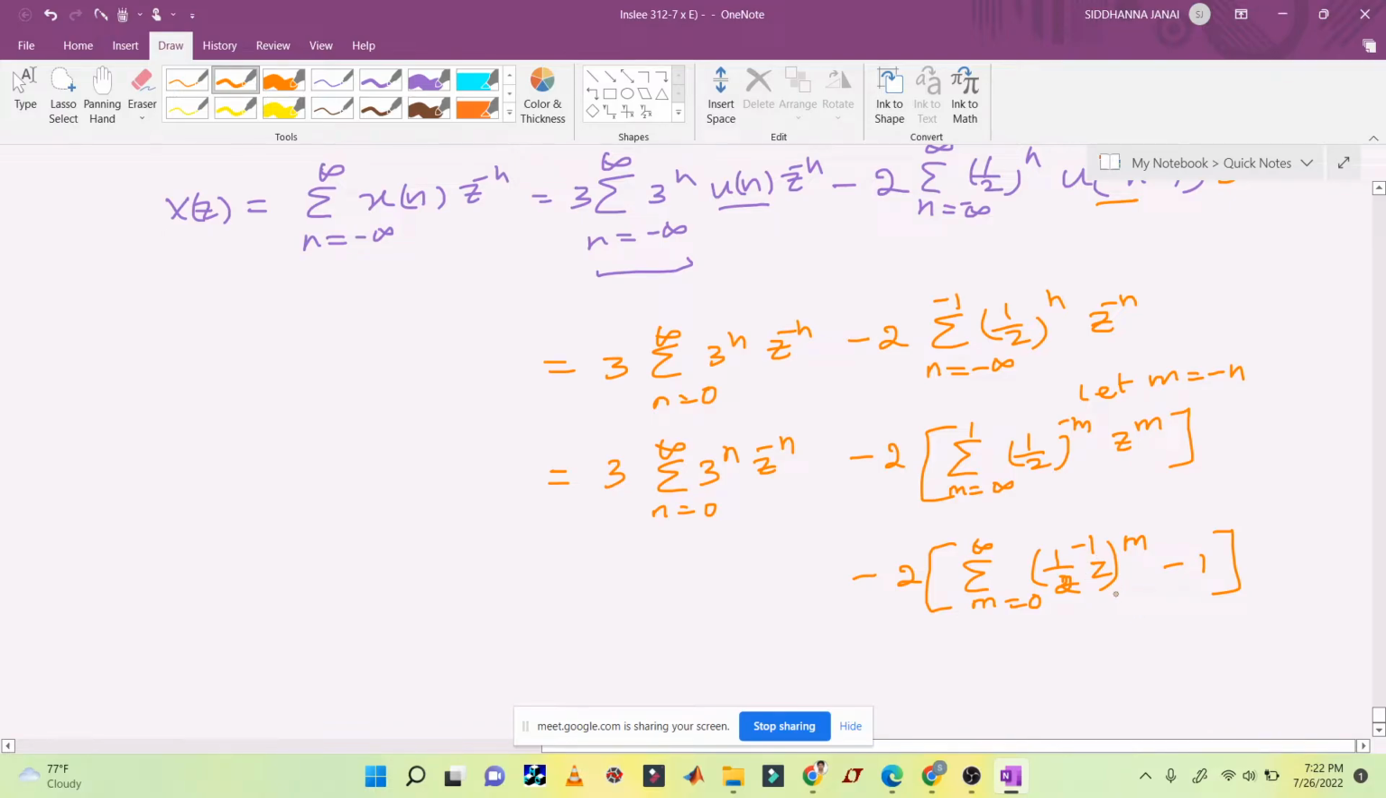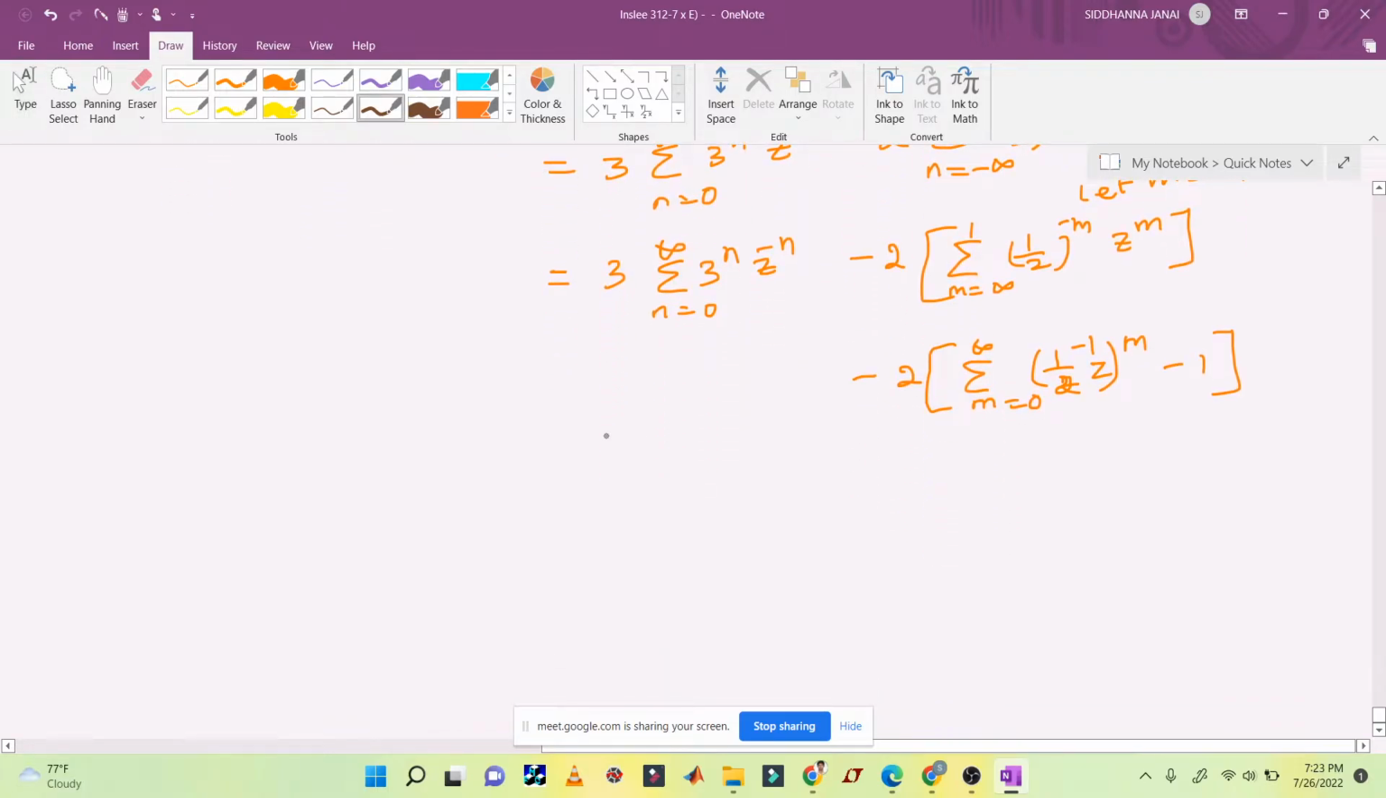Okay. So now for this one, this term I have not written because it remains the same. Okay, let me correct it. Summation n is equal to 0 to infinity 3 into z to the power minus 1 to the power n. Okay, now it is correct.